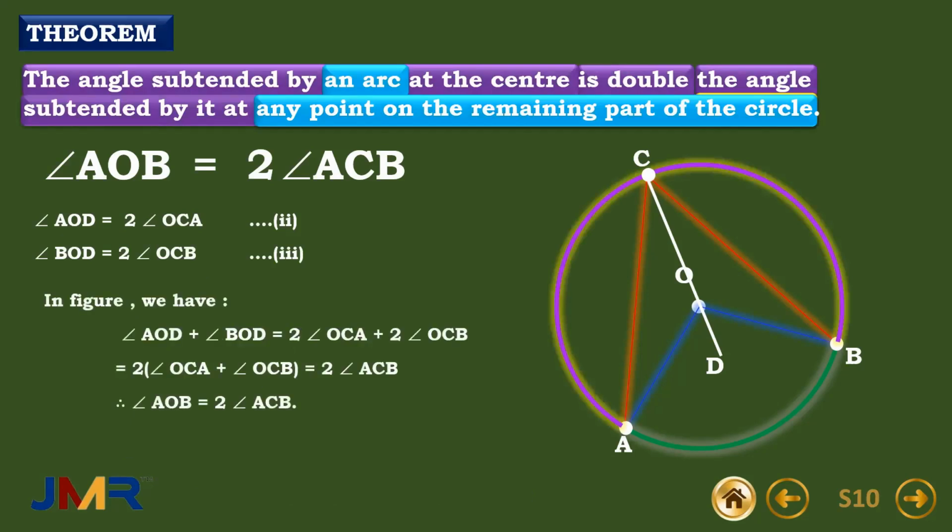Then what will happen? By adding angle AOD and angle BOD, that means 2 angle OCA plus 2 angle OCB is equal to 2 times angle ACB, which is nothing but angle AOB is equal to twice angle ACB. That means the angle made by an arc at the center is double the angle made by the same arc at the circumference.